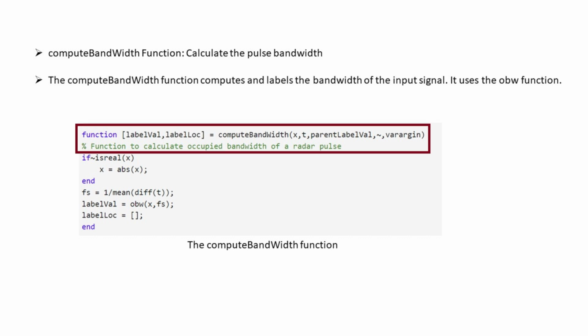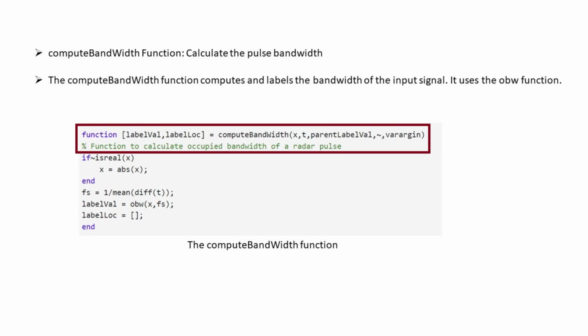Function declaration. function [label val, label LOC] = compute bandwidth(x, t, parent label val, ~, varargin). This line defines a function named compute bandwidth. The function accepts several inputs. X, the signal data, typically representing a radar pulse. T, the time data corresponding to the signal. Parent label val, a parent label value, not used in this function.